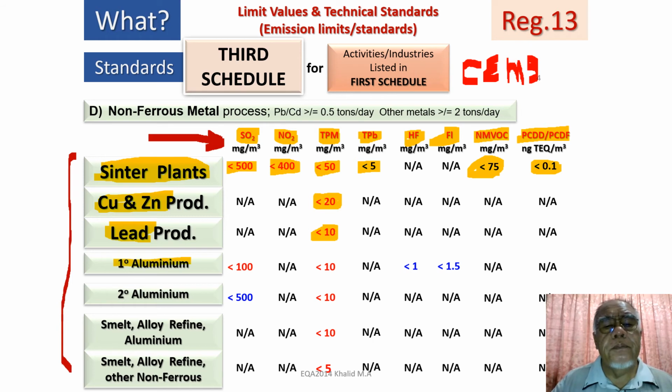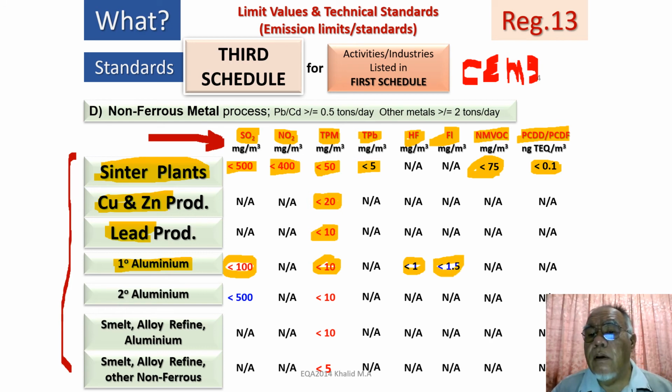Primary aluminum from aluminum ingots. Look, two parameters require CMS. What are they? Sulfur dioxide and total particulate matter. And two others require manual periodic sampling, which is hydrofluoric acid fumes and fluorine, free radical fluorine gases. Got it? That's all.